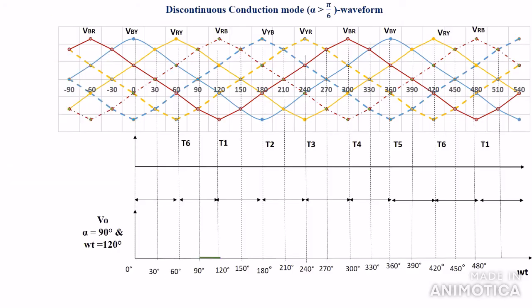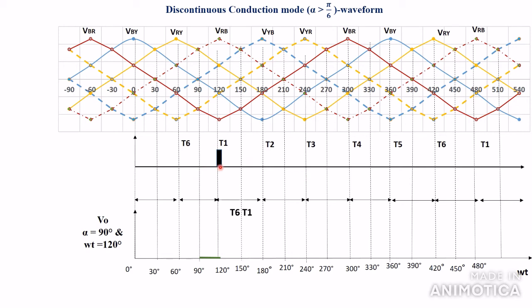Now we will discuss the waveform. We are considering alpha equal to 90 degree. Alpha 90 degree corresponds to omega t equal to 120. So at omega t equal to 120, T1 is triggered. After 60 degree interval, that is at 180, T2 is triggered. After 60 degree, that is at 240, T3, 300, T4, 360, T5, and at 420, which is the next cycle, T6 is triggered. Now when T1 is triggered at 120, it will conduct for 120 degree interval, as we have already discussed.